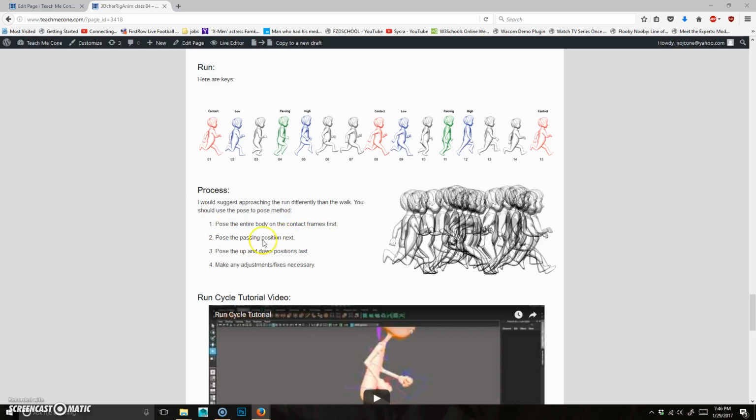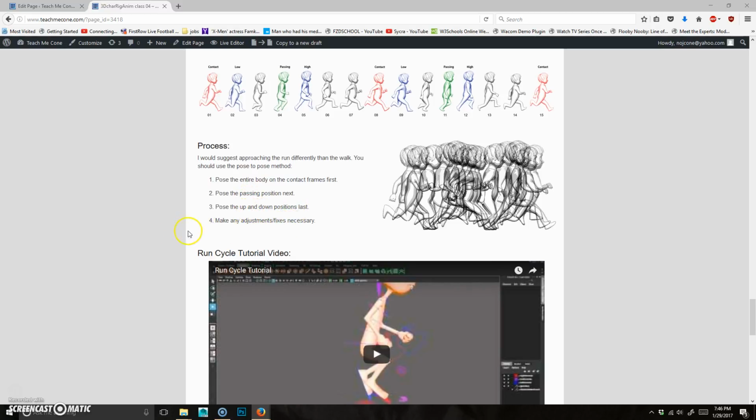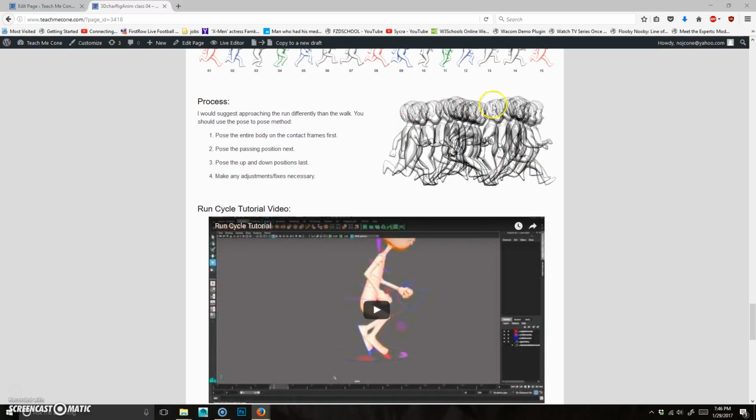So yeah, this is basically the process. I was posing the entire body on each frame. Instead of trying to do it from a layered method, I'd probably just do more pose to pose. And then I would pose the passing position, then the up and down positions, and then make adjustments. Generally, when I'm doing the run cycle, I have to make quite a few adjustments because if you look, you can see the up and down is quite a bit more. The legs are also more widespread.